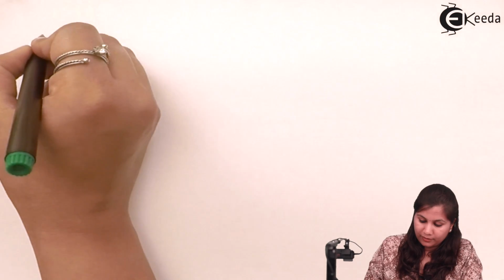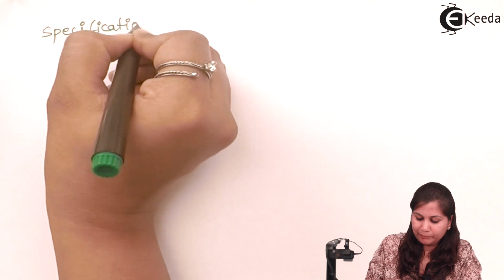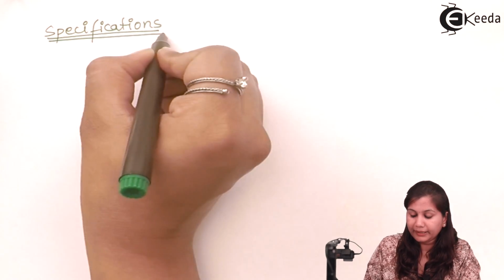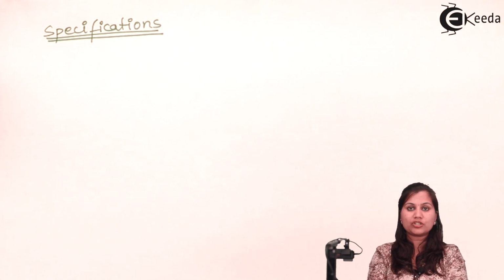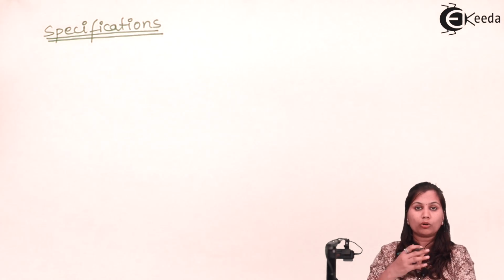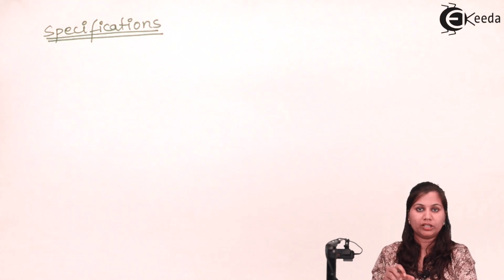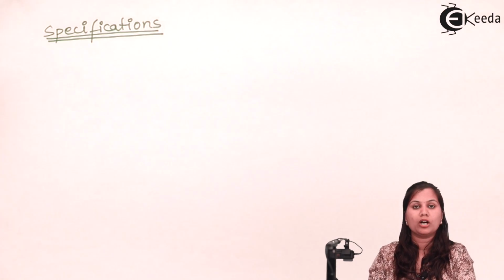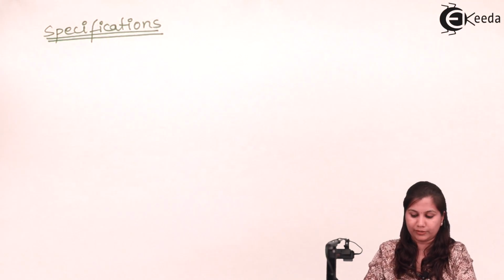So here we are studying the specifications. We know that D2A converters can be used in different applications. Depending upon the type of application, specifications are given for every converter. According to our need, for what application we are using the converter, we will choose the converter by seeing its specifications. So specifications are the most important thing for the selection of the converter for different applications.